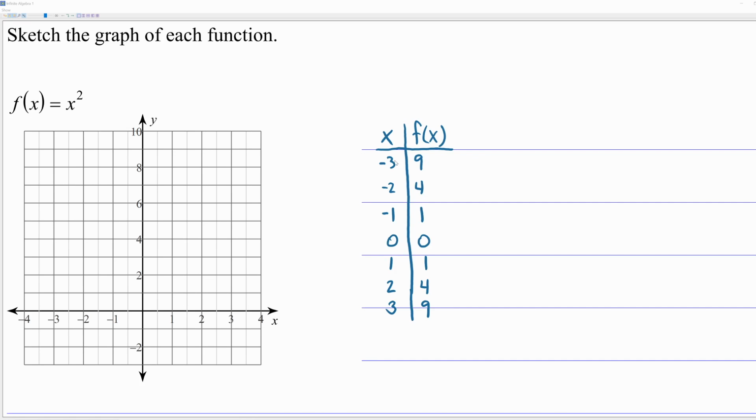It'd be boring to watch me write this out, but negative 3 times negative 3 is 9, negative 2 times negative 2 is 4, and so on. So if you generate a list of xy values, this is the simplest way to graph.